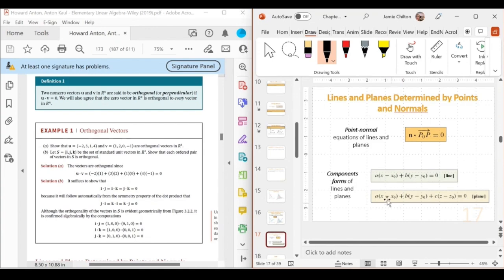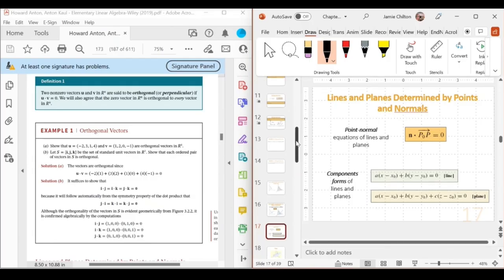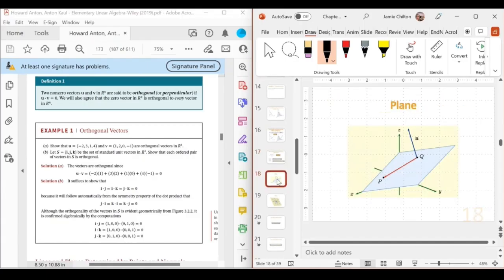So you'll notice that this one is in 2 dimensions. It's got x and y. Here we've got 3 dimensions, x, y, and z. So these are going to be called your component form of a line or plane. This is the point normal form of an equation. This is going to be your component form of an equation of a line or plane. So keep in mind, like I said, that terminology. So let's see what other stuff we've got going on here.